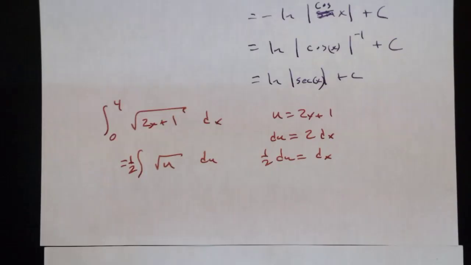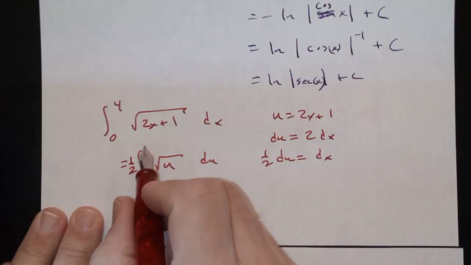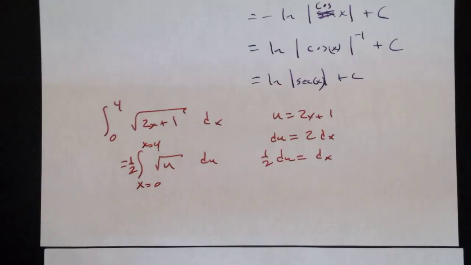Now, in the original integral, it says 0 to 4. Down here, it doesn't say squat. I have to choose. Either I have to finish the integral and go back to x, or I have to change the numbers. If I want to finish the integral and go back to x, which is what we did before, I would write x equals 0, x equals 4, reminding me that I haven't changed those numbers.